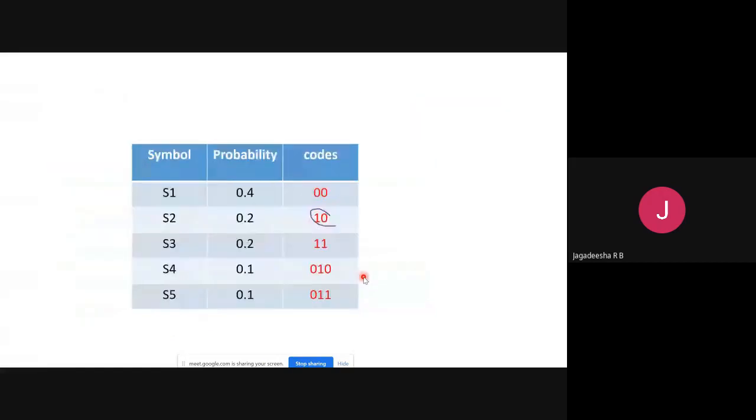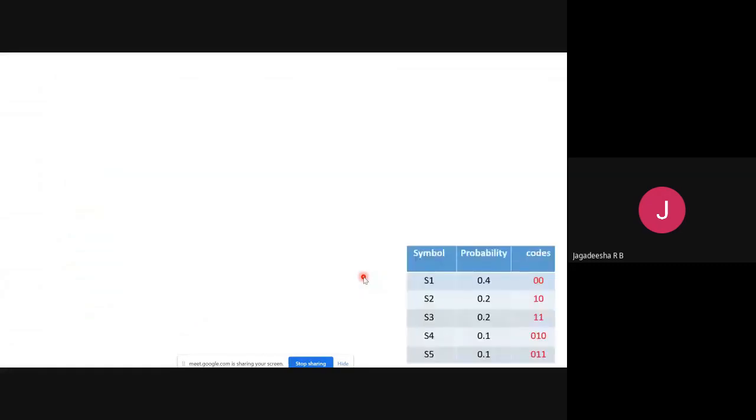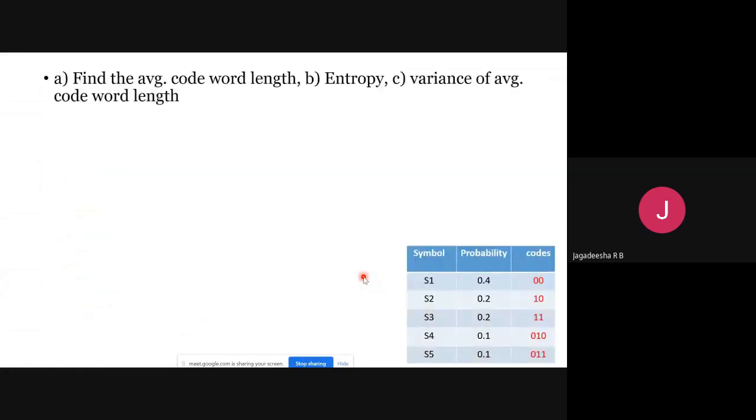Okay, now we will solve some other sub-questions regarding this problem. So the next question is, since we have already found the code word using the Huffman coding method, find the average code word length.